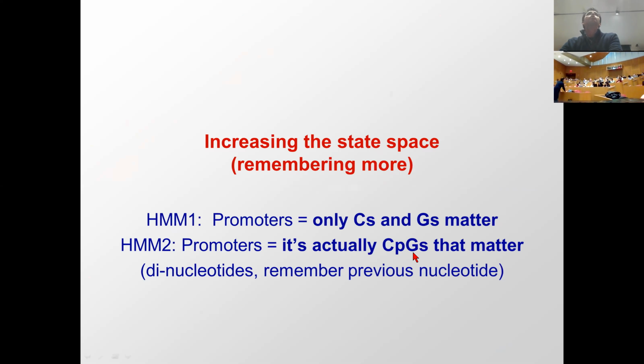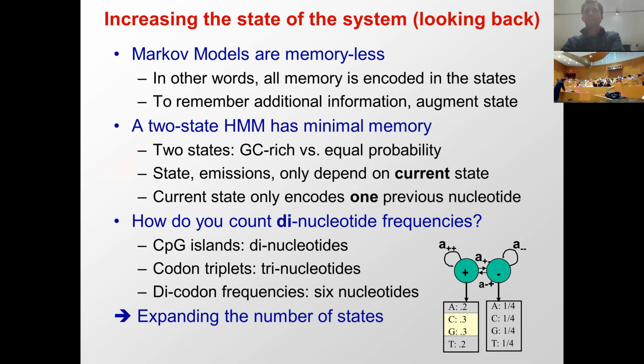So that's why CpGs matter, because methylation actually cares about that. Because Markov models and Markov chains are memoryless, all memory is encoded in the state. To remember additional information, I need to augment that state. Two states, GC-rich versus non-GC-rich, has minimal memory. It only remembers the current character. The emissions only depend on the current state, and the current state only encodes one current nucleotide. So how do you count dinucleotide frequencies for CpG islands, or for codons, trinucleotide frequencies, or for dicodon frequencies, six nucleotides? You expand the number of states.